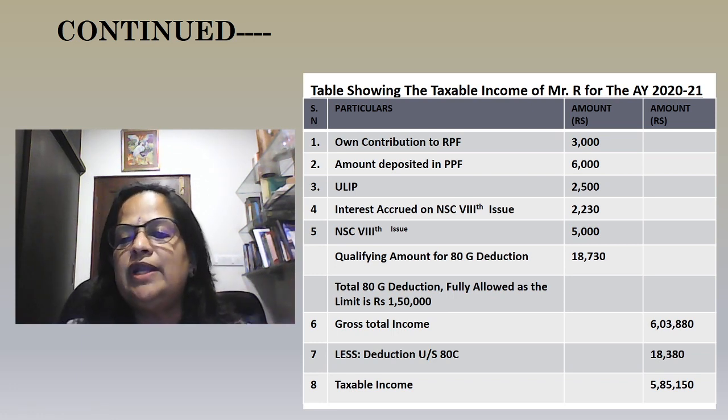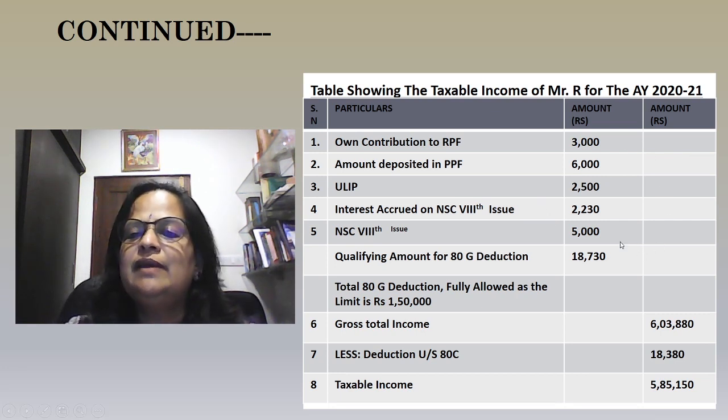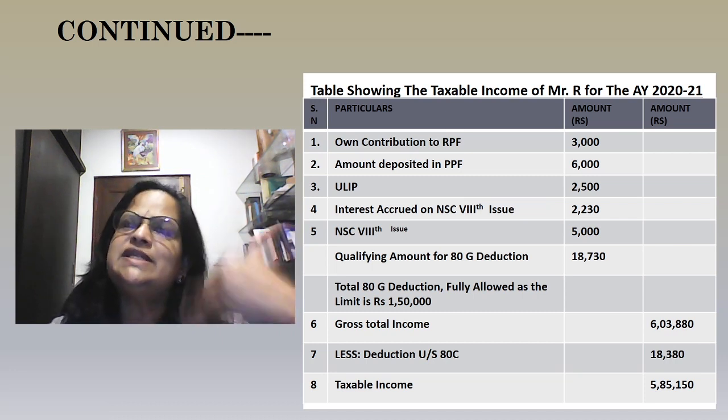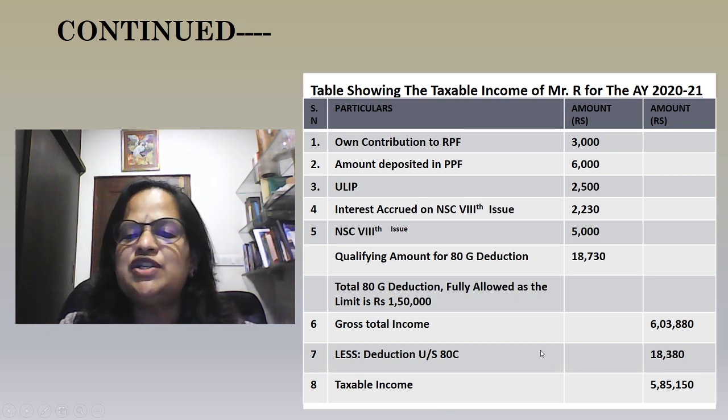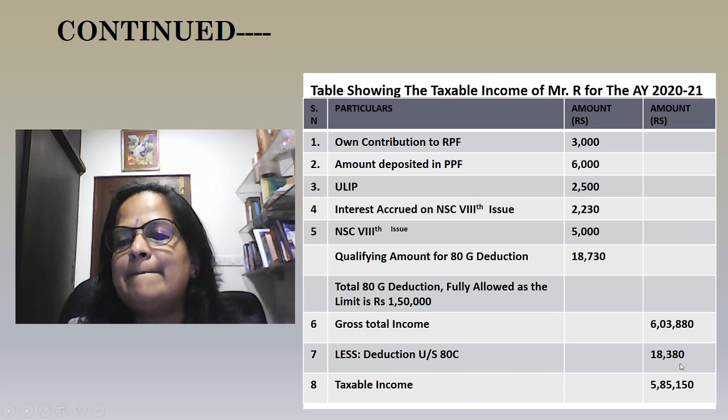So gross total income 6,03,880. From the value we calculated in the previous slide, we are deducting these investments. So here he is not eligible for tax rebate because his income is exceeding 5 lakhs. Now less deduction under section 80C. See, I told you 80C is the value. 18,03,380. So taxable income is 5,85,150.